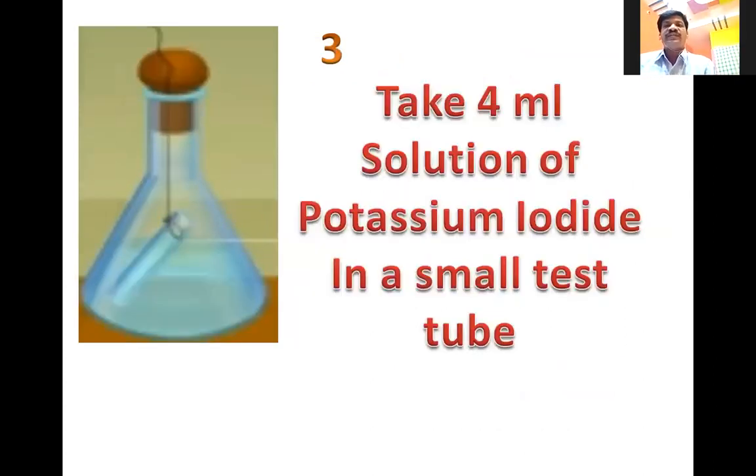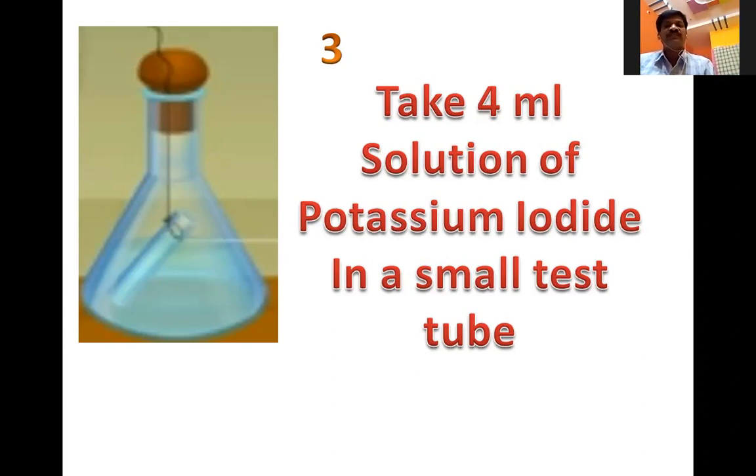After that, we take a 250 ml conical flask and in this we take 100 ml of lead nitrate. In this 100 ml of lead nitrate, we take another small test tube. In the test tube, we take 4 ml of potassium iodide solution, tie it with a thread and put it in the 100 ml of lead nitrate solution in the conical flask. Here we take a precaution: carefully, we do not mix these two chemicals. We take very great care here.